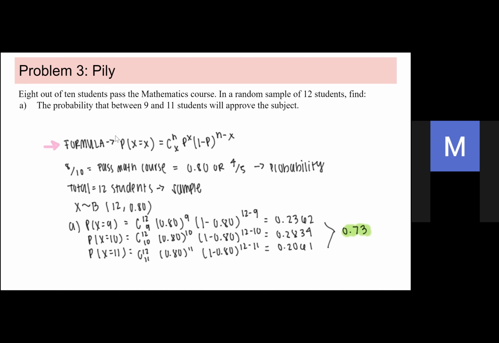In order to solve it, we need to substitute the 9, 10, and 11 values in our formula. 1 minus p is the same as q. We substitute the values and add up the answer. So we got the final answer of 0.73.